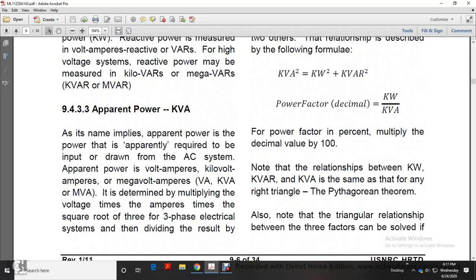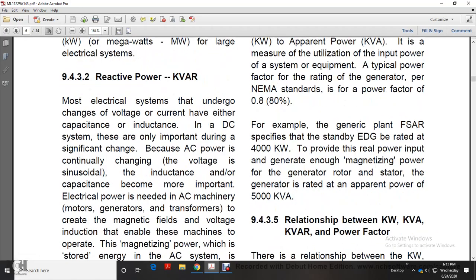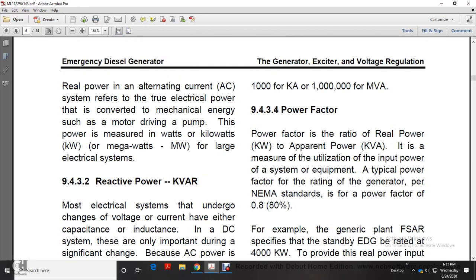Apparent power, kilovolt amperes. Its name is applied because it is the power apparently required, the input drawn by the AC system. Apparent power in volt-amps, kilovolt-amps, or megavolt-amps is determined by multiplying the voltage times the amperes times the square root of three for a three-phase electrical system, then dividing the result by 1,000 for kilovolt-amperes, or about 1 million for megavolt-amperes.